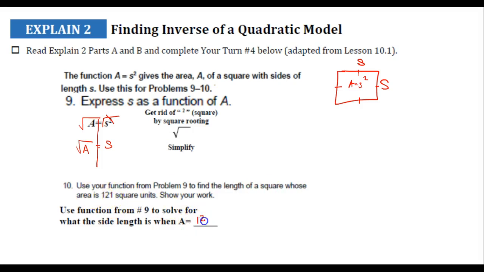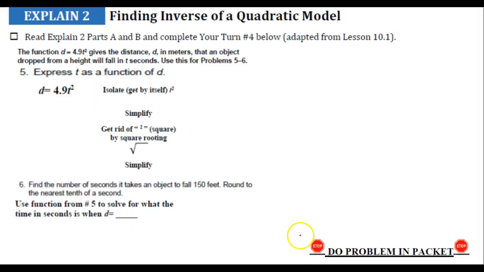Use the function that you found to find the length of a square whose area is 121. So let's see if we can figure out what the side length would be if the area is 121. What's the square root of 121? That would be 11, right? So the side length would be 11 if our area is 121.